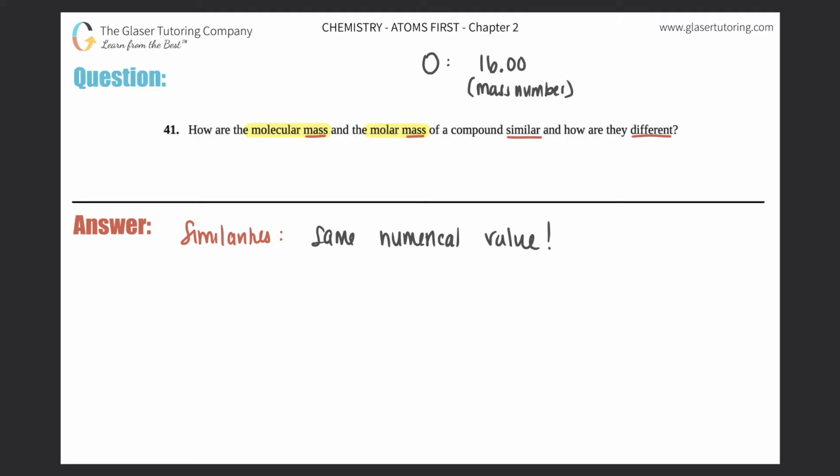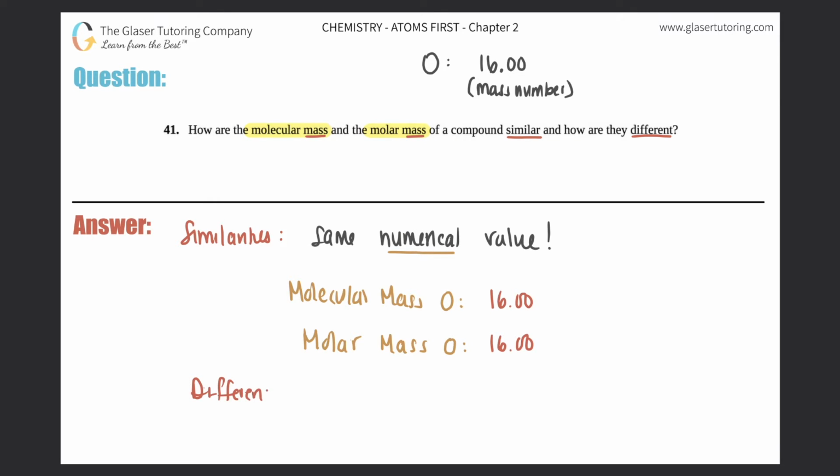So I'm going to say molecular mass of oxygen, and then I'm going to put molar mass of oxygen. So what do I mean by the same numerical value? It would be both 16.00 or just 16. But now the differences is that they're different units.